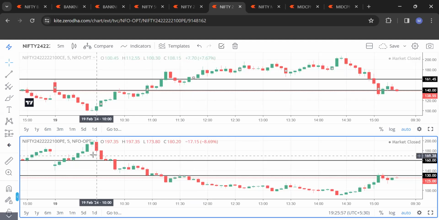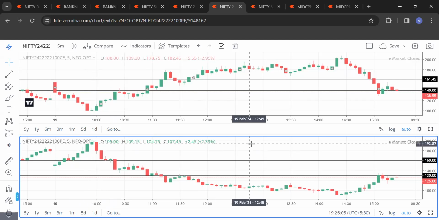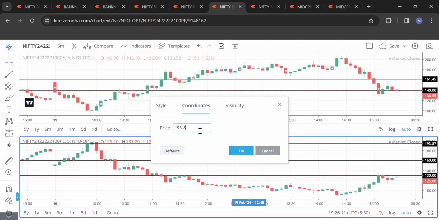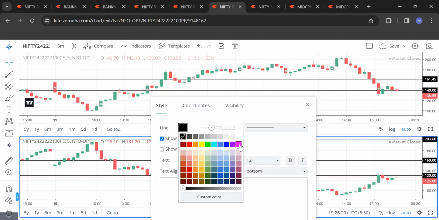203.60. Now let's see whether the target is there. Yes, almost. See, 203 is the level. So the first target over here is 203.60. The targets are drawn in pink color. Okay, it's precise, it's accurate, it's pinpoint.